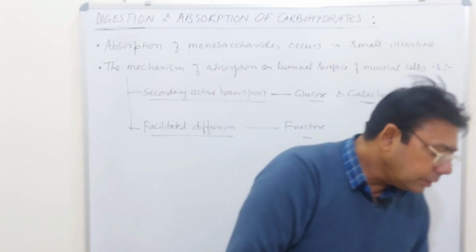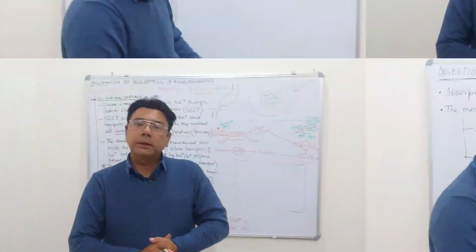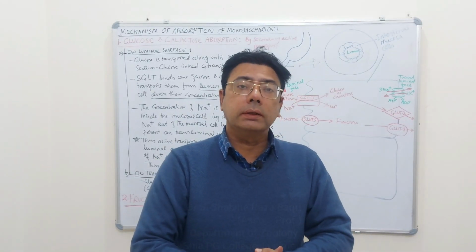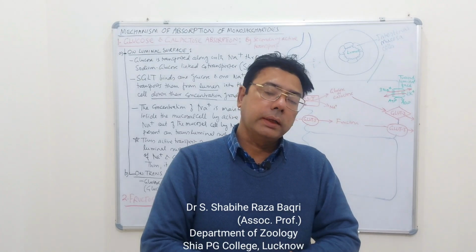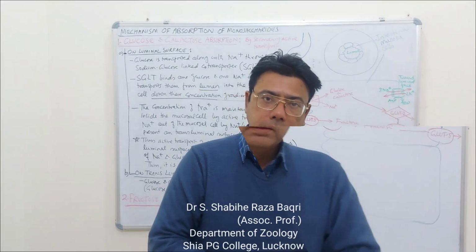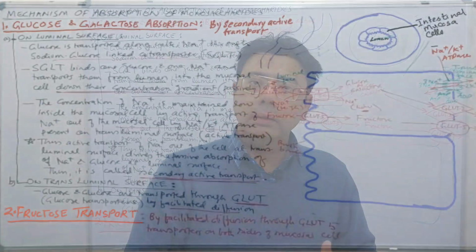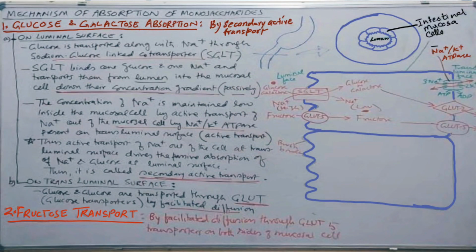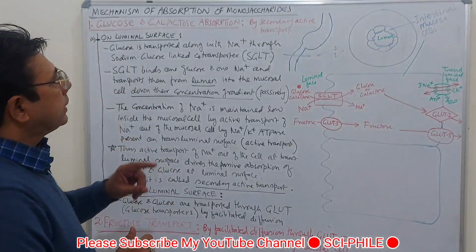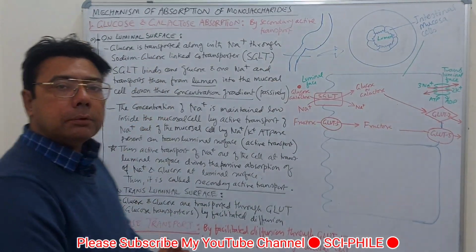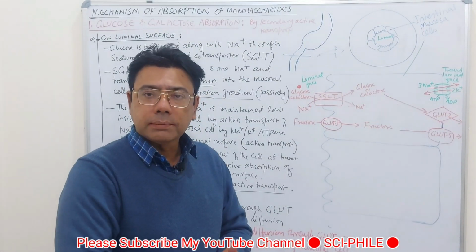Now I wish to show you the details of both these mechanisms. Students, here I am going to describe the mechanism of absorption of glucose, galactose and fructose very briefly. But you should remember that this is an extremely important mechanism that you study in the physiology of digestion and absorption. Here you see that the absorption of glucose and galactose takes place by a similar mechanism, and it is called secondary active transport.